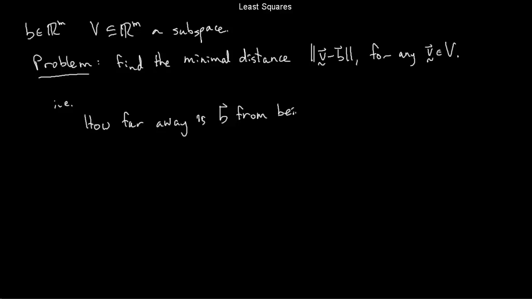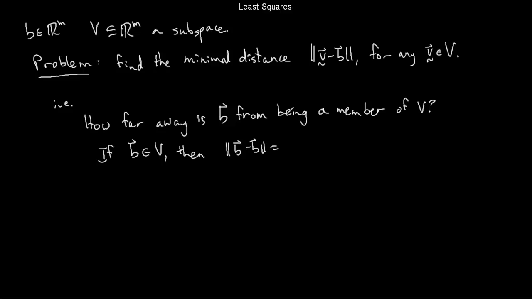So maybe b itself is not a member of V. So how far away is it? How close is it to living in the vector space? Of course, if that vector b is a member of V, then the closest thing in V to b is b itself. So you see that b minus b is the zero vector. Well, the norm of the zero vector is 0. So the minimal distance is 0.